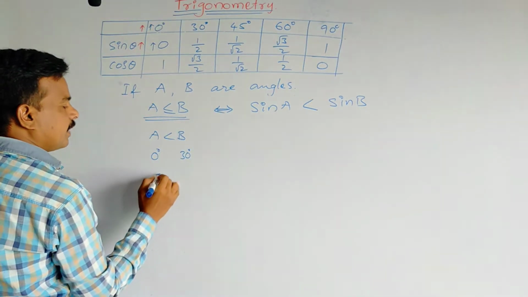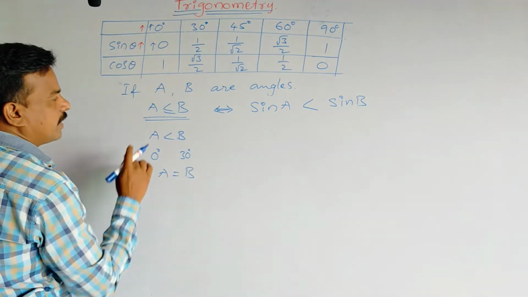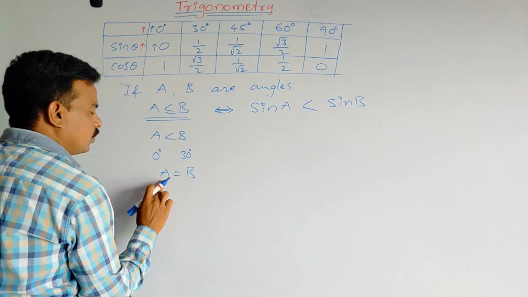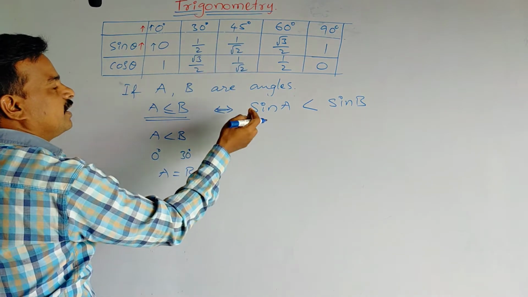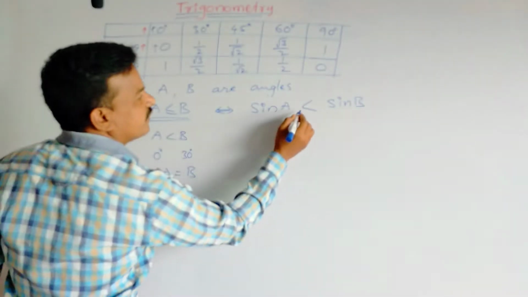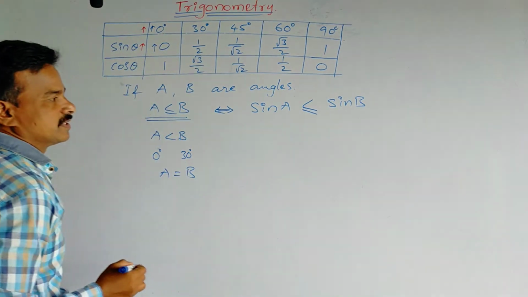Suppose A and B are equal. What will happen? A and B are equal. If you take 45 and this one 45, if both are 45, their values are also equal. That is why we can write like this.